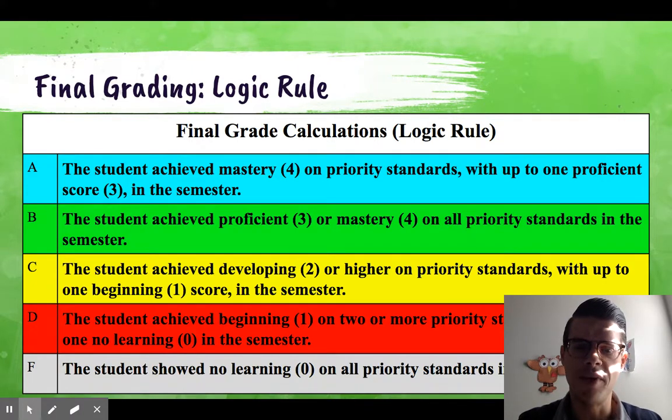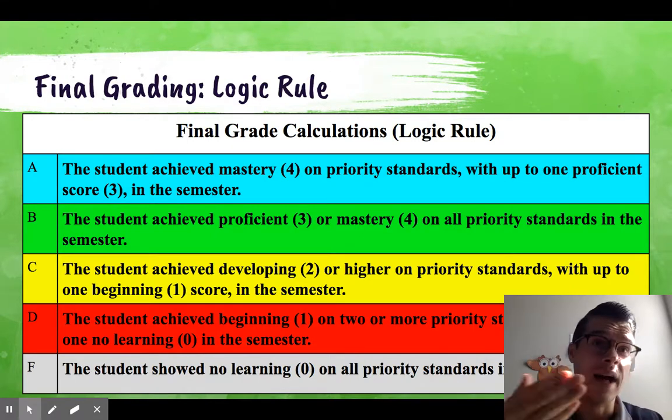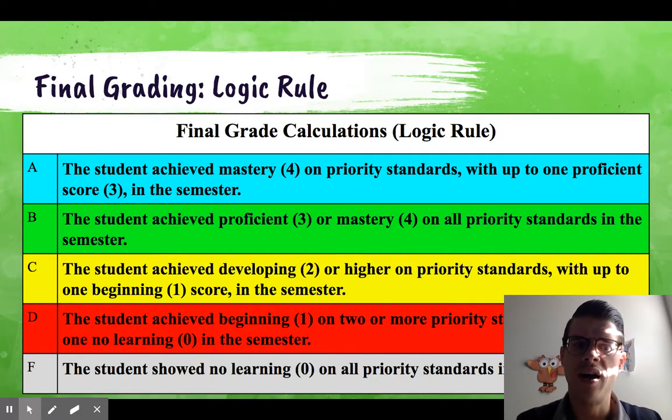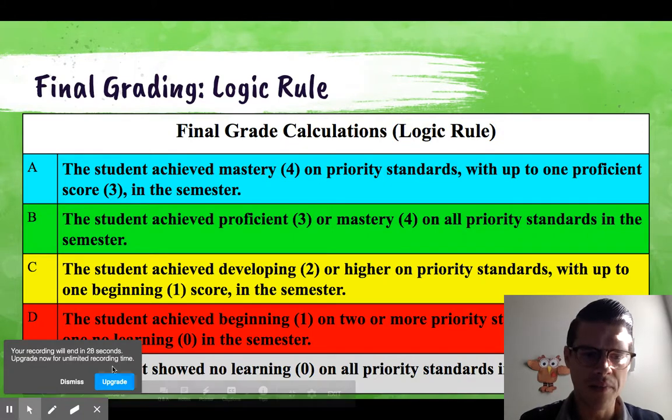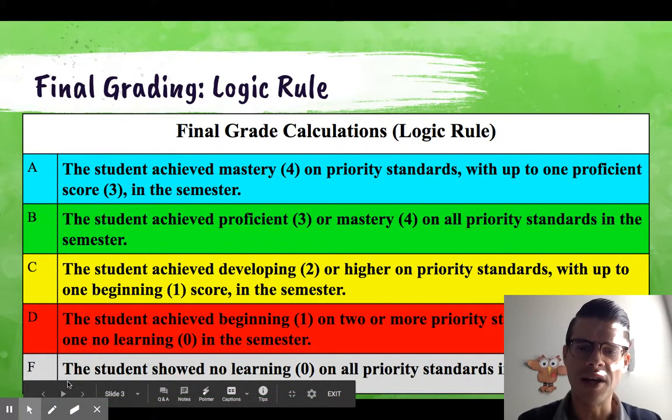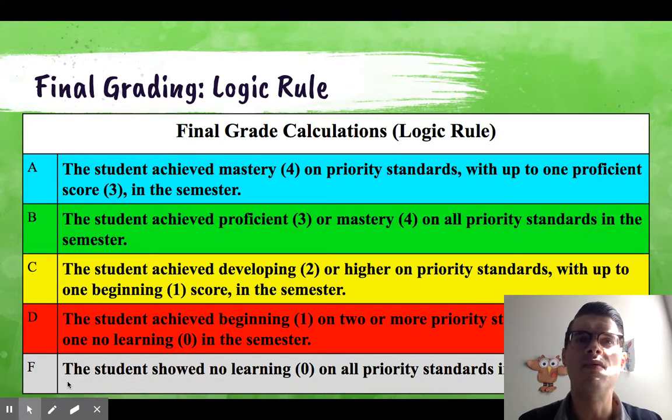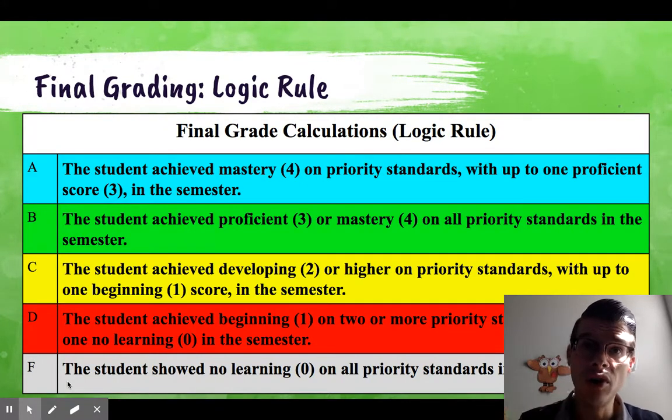Right? C, again, that's developing. C means you need to score developing on all of your priority standards, or up to 1 beginning score. I say that, okay, it's understandable if one of those scores is beginning, but the rest are developing. A D is calculated if you score at least beginning on 2 or more standards, or if you have 1 no learning, which is an F, on a standard. Okay, at least 1 no learning. Now, if it's all no learning across the board, then that's the only way that somebody could score an F, right? So this is the way that they're calculated.